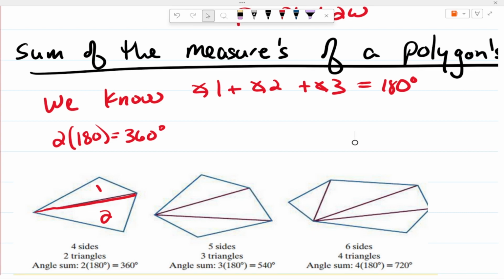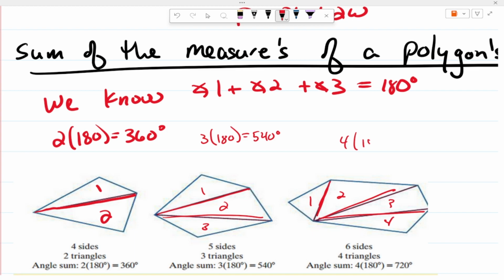So in the second example, we could form 1, 2, 3 triangles. So it's going to be 3 times 180, which is 540 degrees. Same thing with the last one. 1, 2, 3. So we can form 1, 2, 3, 4 triangles. So 4 times 180 equals 720. And we can develop a formula here. And here's what that formula looks like, all right?